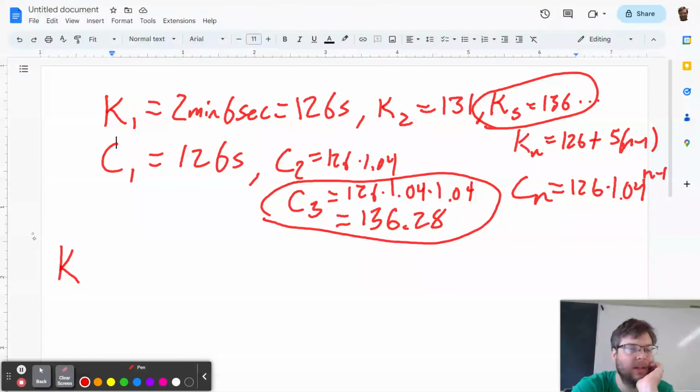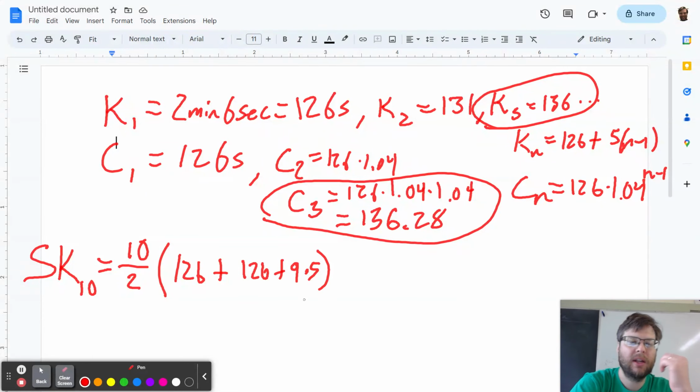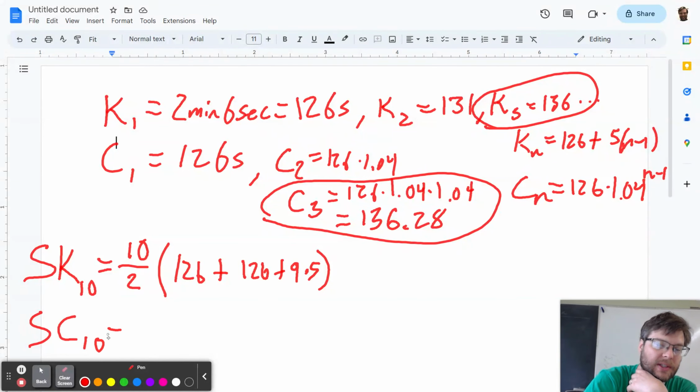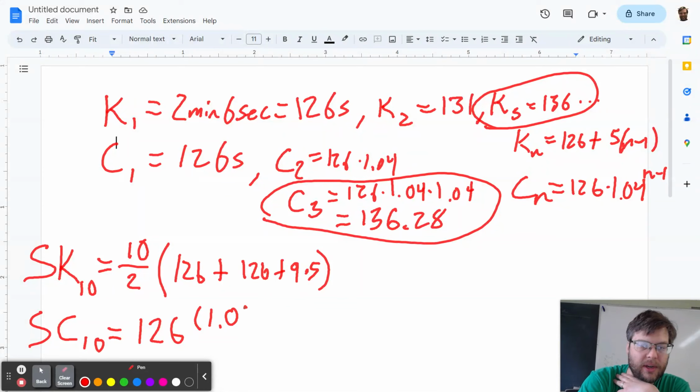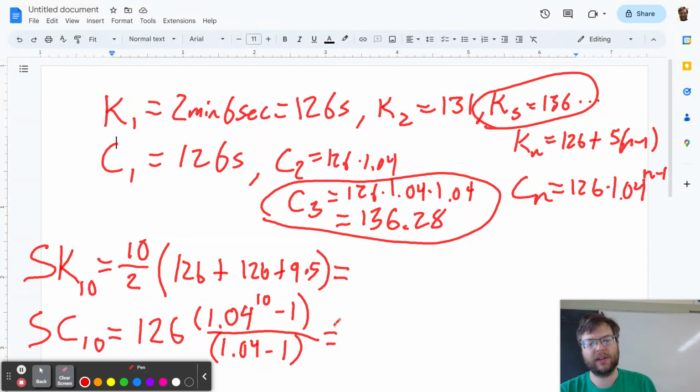So the sum here, I'm going to write the sum for Katerina's 10 lengths using our arithmetic series formula. So it's 10 over 2 times her first length, 126, plus her 10th length. And her 10th length is going to be 126 plus 9 copies of 5. And then the sum for Carolina is going to be the geometric pattern where we have 126 times the common ratio of 1.04 to the 10th minus 1, over 1.04 minus 1. And we're going to compare those two values. I'll just type it in exactly as I wrote it. It could be simplified, but I'm just going to type it in exactly how I wrote it.